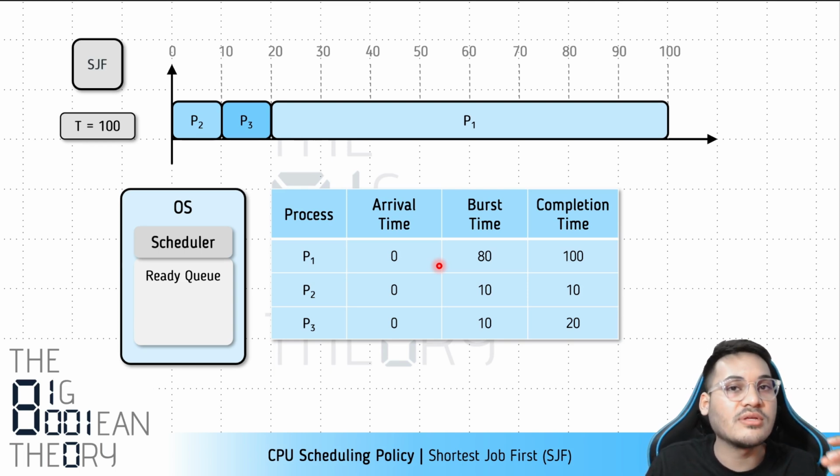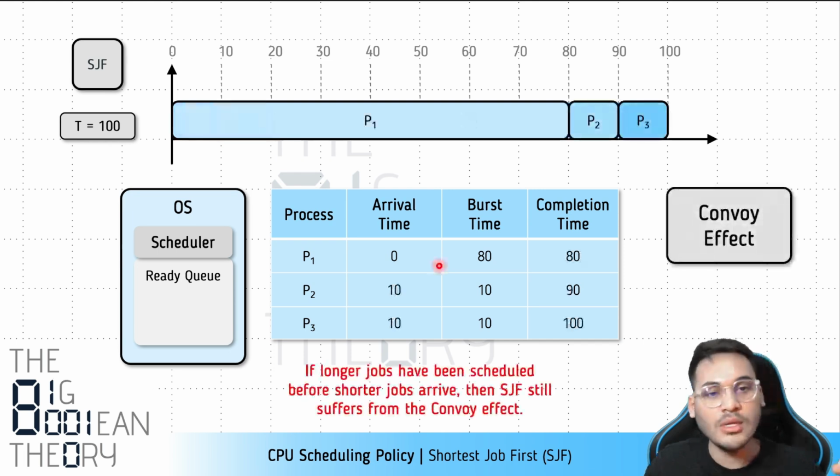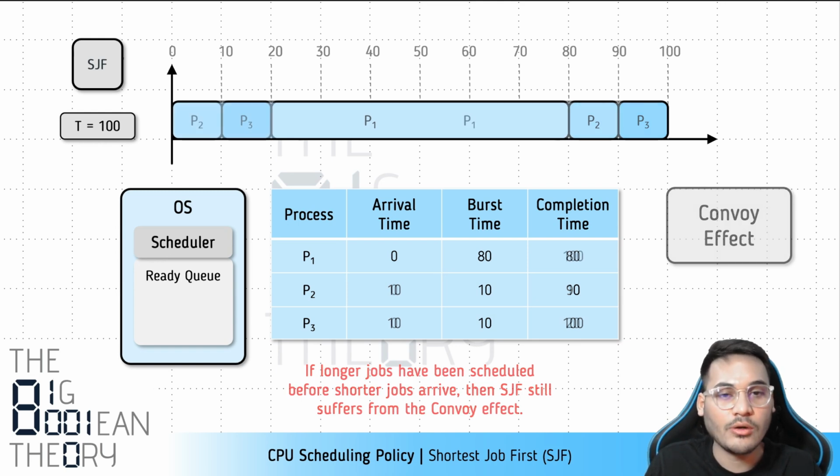The assumption that all jobs will arrive at the same time is not practical. And when it so happens that the longer jobs arrive earlier, they will get scheduled earlier. And since it's a non-preemptive policy, the shorter jobs which arrive later will have to wait. And again, the shortest job first algorithm still suffers from the convoy effect, right?